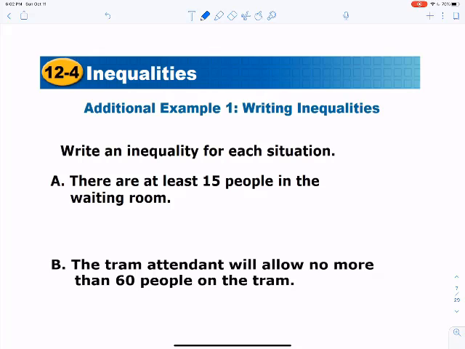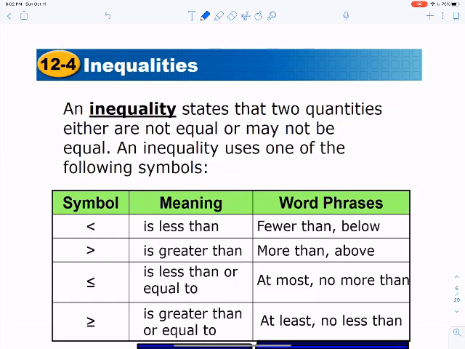It says there are at least 15 people in the waiting room. So when you think about it, at least 15 people means we would have 15 or more. So if we look at this phrase right here, "at least," what does at least refer to? Greater than or equal to. That's what we're looking for in this particular one.